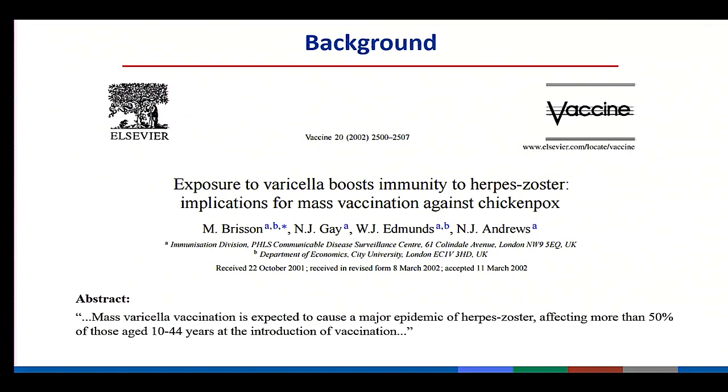Here's an example of an early influential infectious disease model to evaluate the implications of the Hope-Simpson hypothesis by Brisson et al. Here's the key quote from the abstract. Mass varicella vaccination is expected to cause a major epidemic of herpes zoster affecting more than 50% of those aged 10 to 44 years at the introduction of vaccination, a very dire statement. The next slide shows a key figure from this analysis: the predicted incidence of zoster in the general population following introduction of routine varicella vaccination.